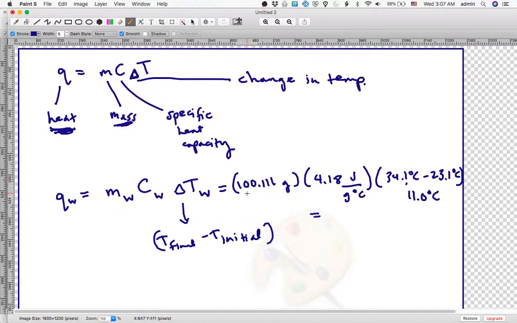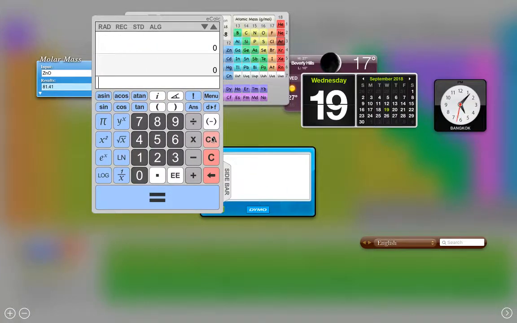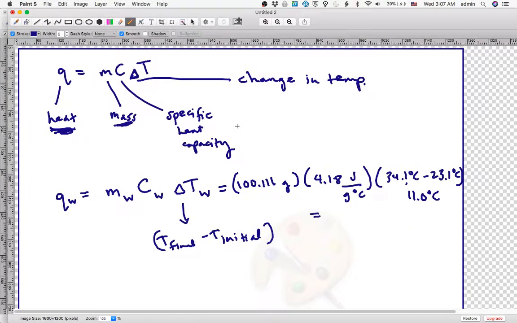Okay, I'm going to calculate this now using my calculator here. 100.111 times 4.18 times 11.0. Well, calculator doesn't care about the 0.0. The answer here is 4,603, but how many significant figures am I allowed? Only 3. So the answer is really 4,600. And what are the units for this? Well, the grams cancel, and the degrees Celsius cancel. All that are left is joules. Joules is the unit for heat. It's capital J. So in scientific notation, there were 3 significant figures. So this is the answer in scientific notation.